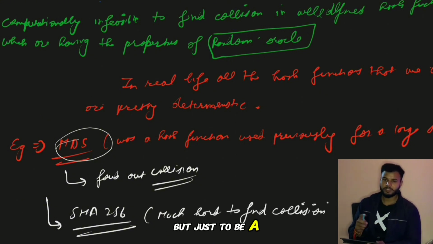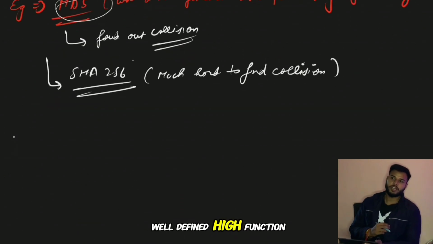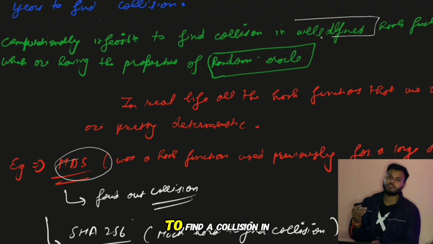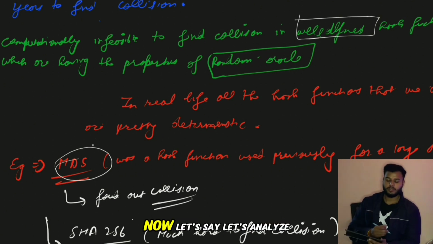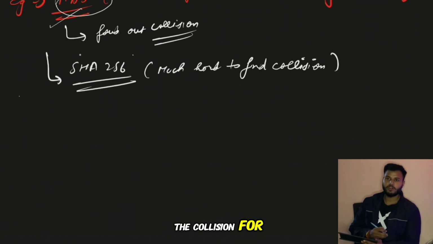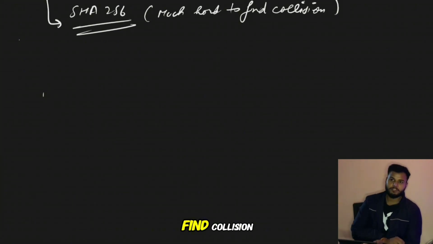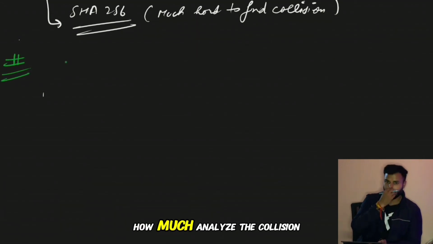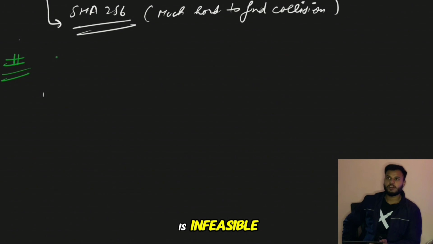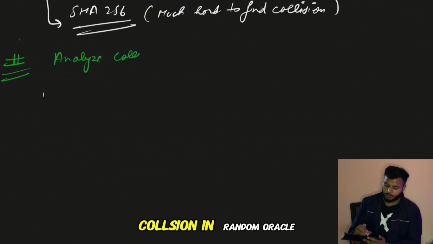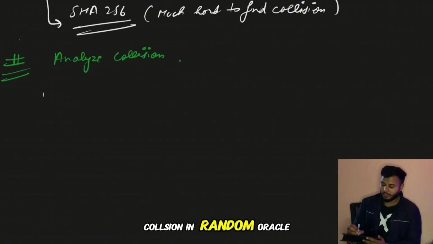But just to be generic, if a function is a well-defined hash function having the properties of a random oracle, then it would take around trillions of years to find a collision in it. Now let's analyze a collision for a random oracle. We said that it is computationally infeasible to find a collision. So let's take the example of a random oracle and analyze collisions in it: is it feasible or infeasible, and how much time will it take? This will be our topic: analyzing collision in random oracle.